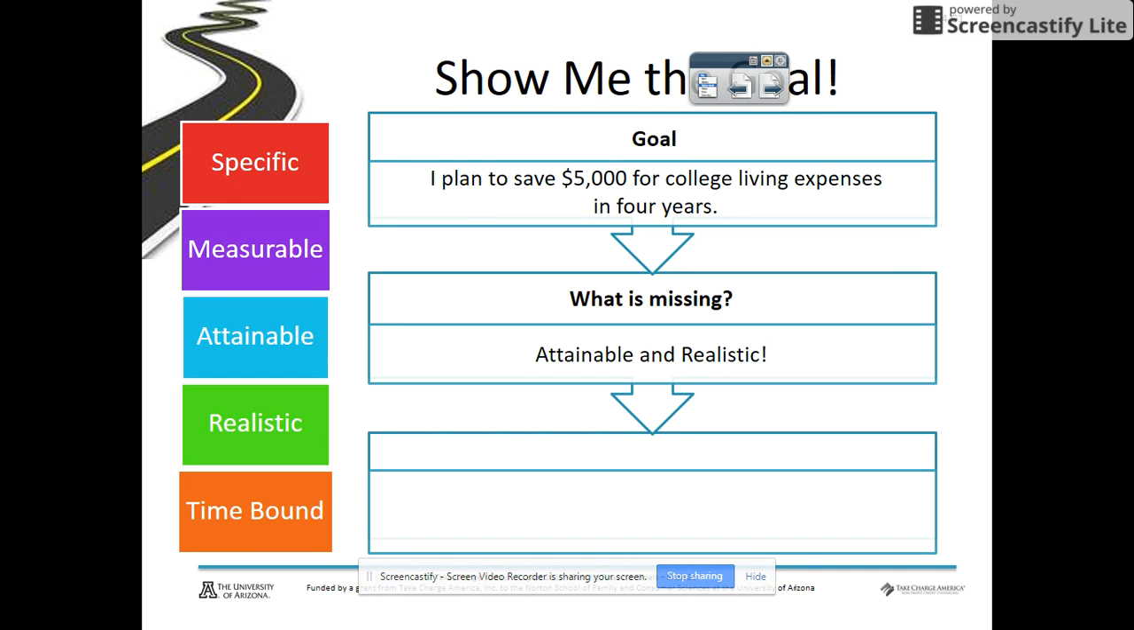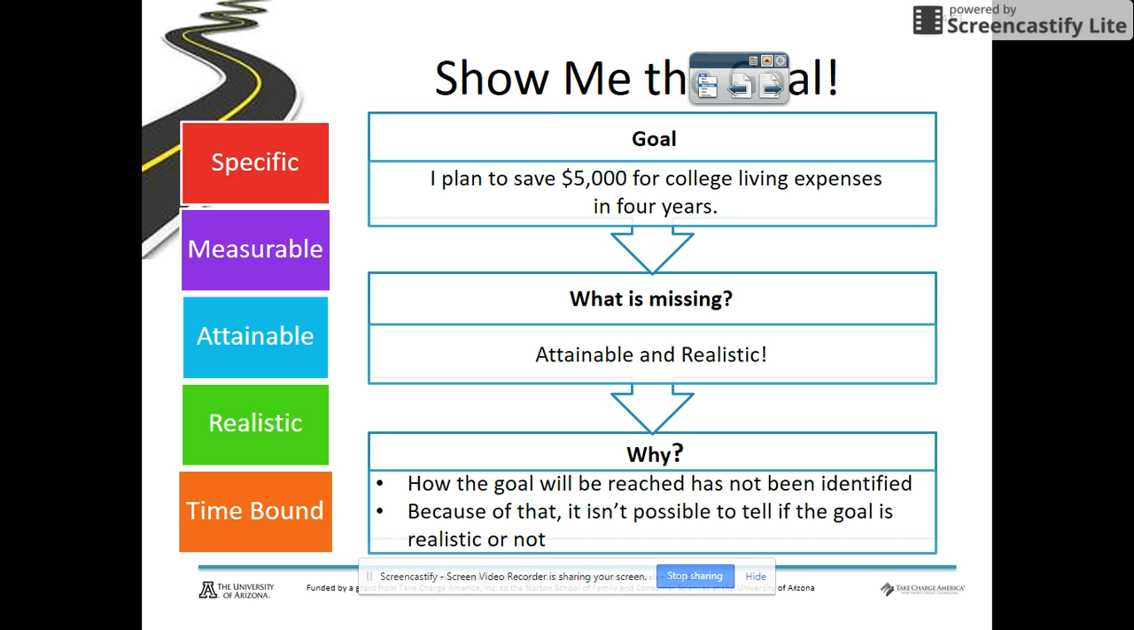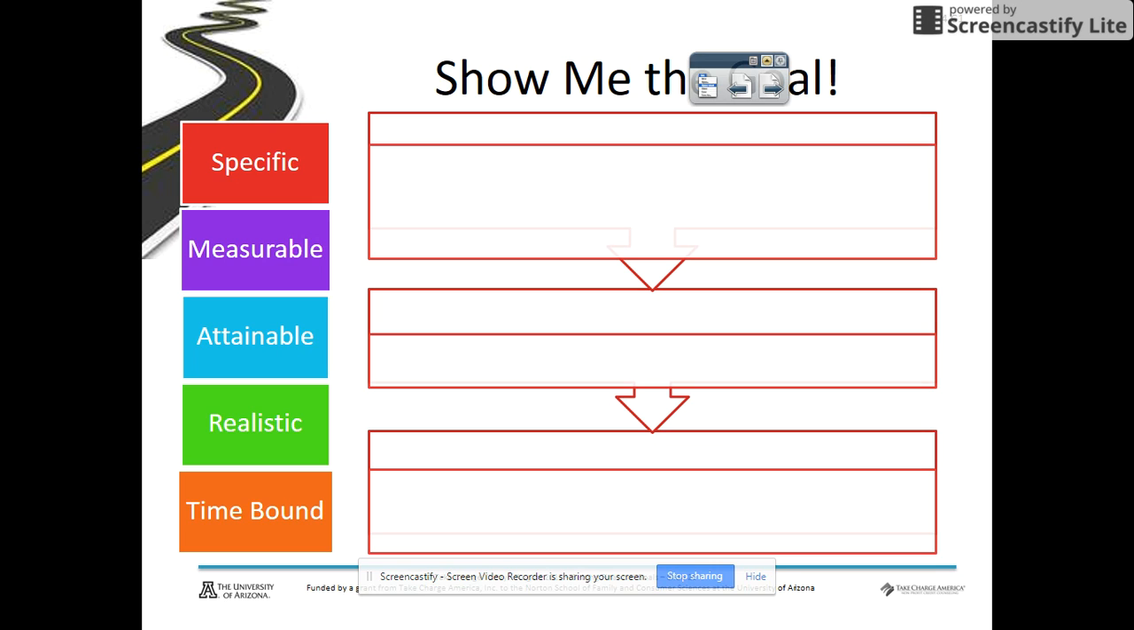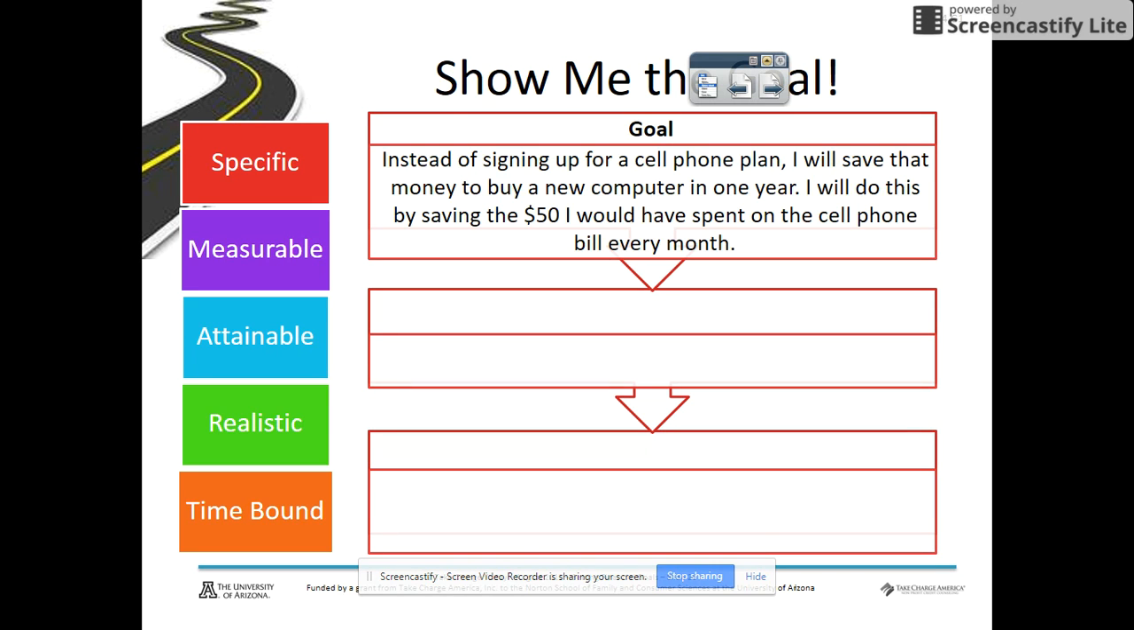What's missing? Well, 2 pieces of this are missing: attainable and realistic. Why? Well, how's the goal going to be reached? What is this person giving up in order to save a certain amount each month? That would be attainable. And then realistic, because it's not attainable, it's not possible to tell if the goal is realistic or not. Okay, remember, realistic is what are we giving up? Opportunity cost.